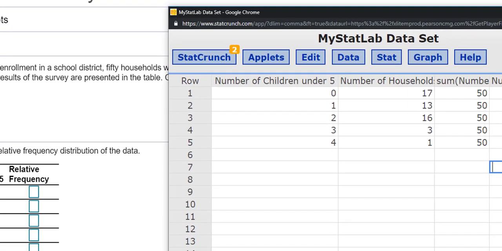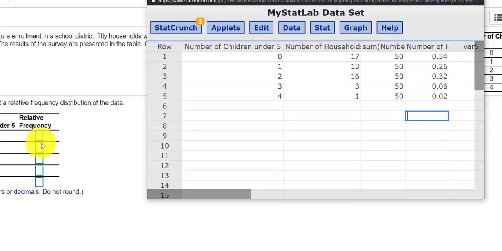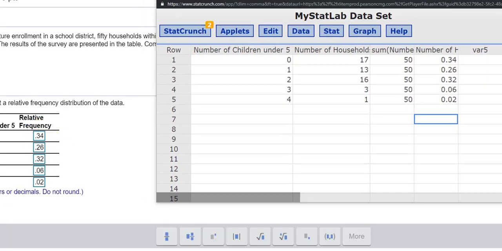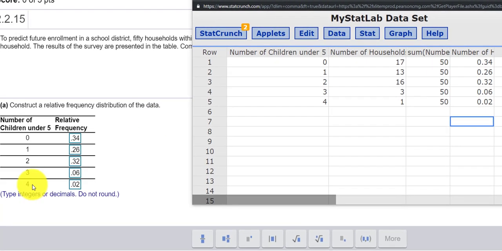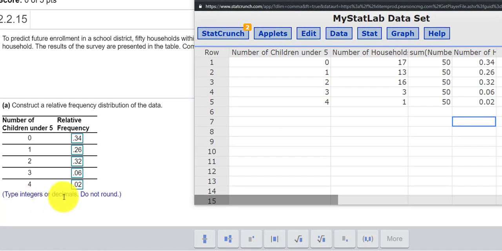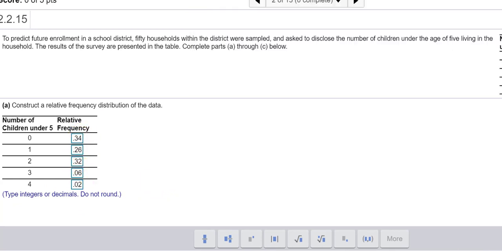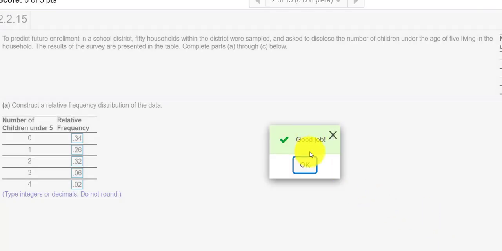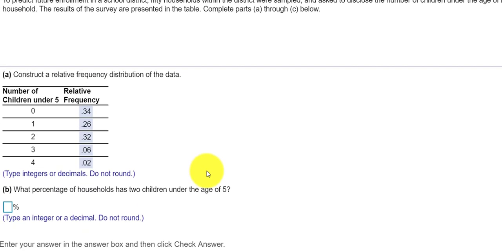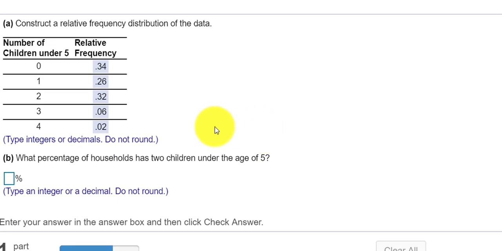I'm going to copy all of this data into here. Okay, so I've transferred this column into here. It says type integers or decimals, do not round. I haven't rounded. So I'm going to click check answer, and I get the green check mark, so I know we've done that correctly. Now it asks a few questions. What percentage of households have 2 children under the age of 5? So 2 children under the age of 5 would be 32%.